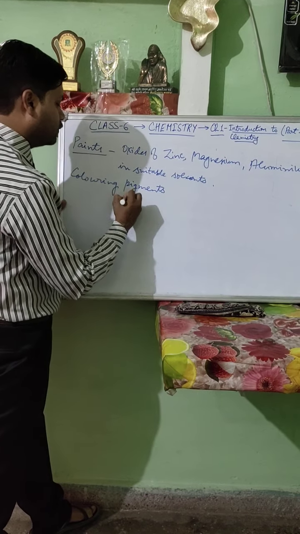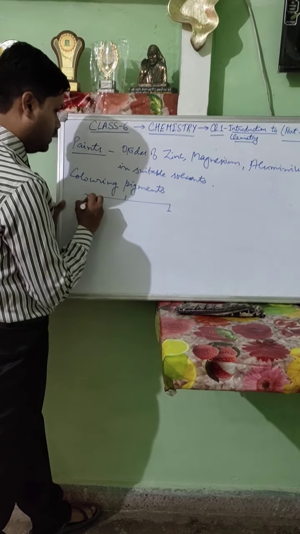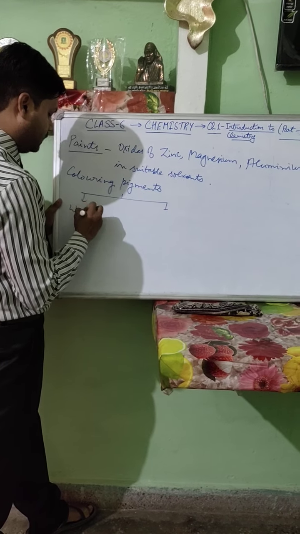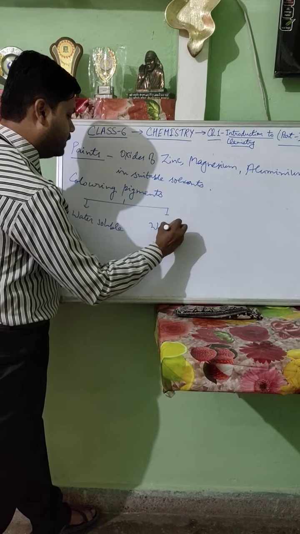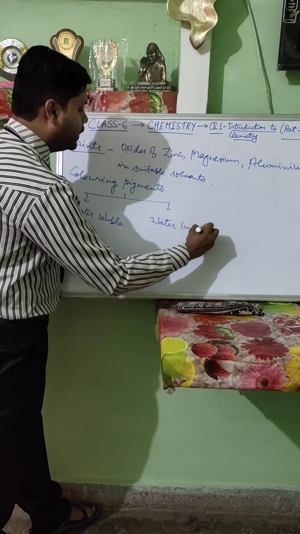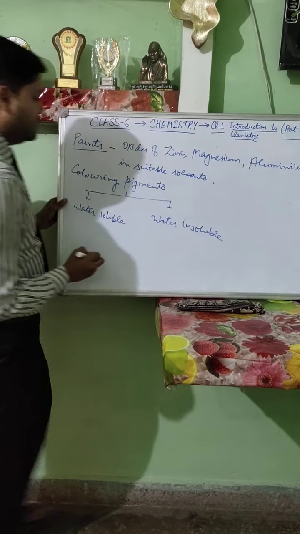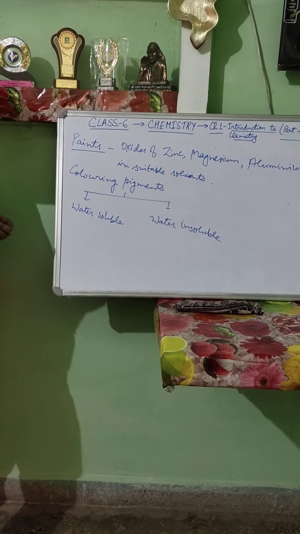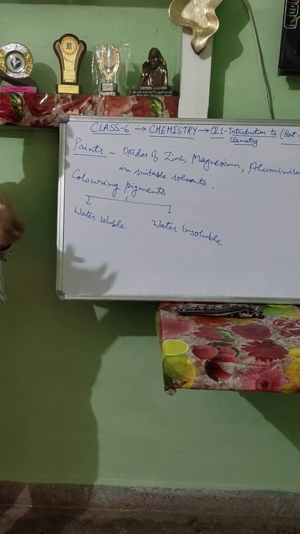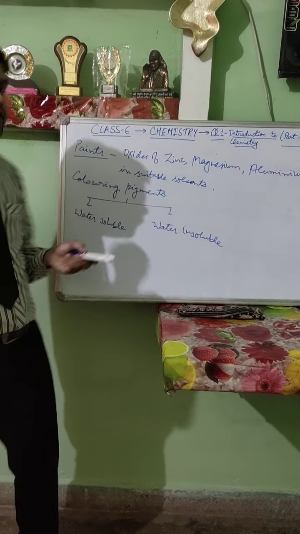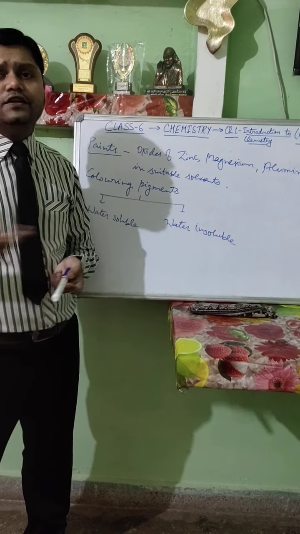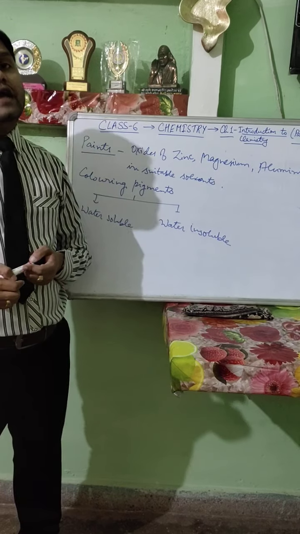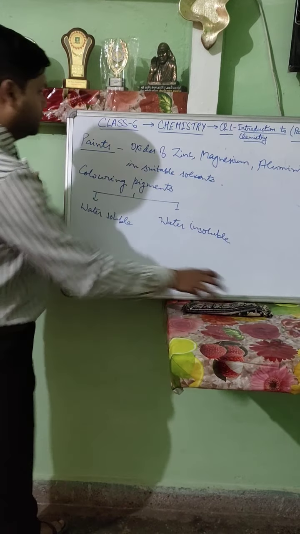These paints are of two types. One is water soluble paint, which can be dissolved in water, and the other is water insoluble paint. They are mainly made up of oxides of zinc, magnesium and aluminium, and we use coloring pigments for providing different colors, green, black, white, orange, whatever color we want. We add the similar pigment to it.